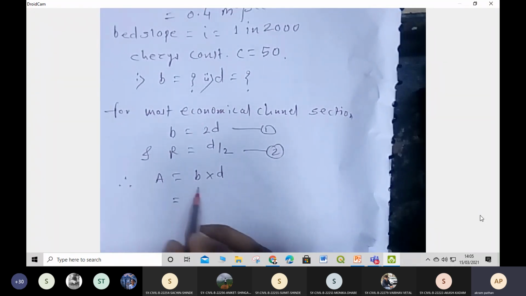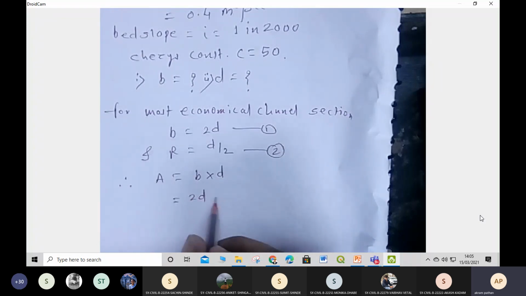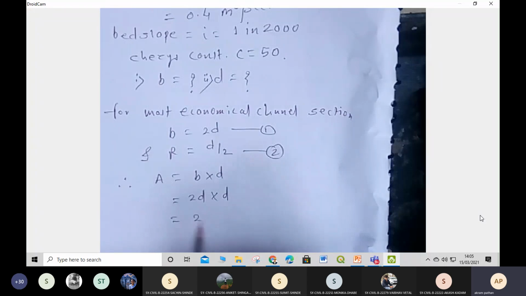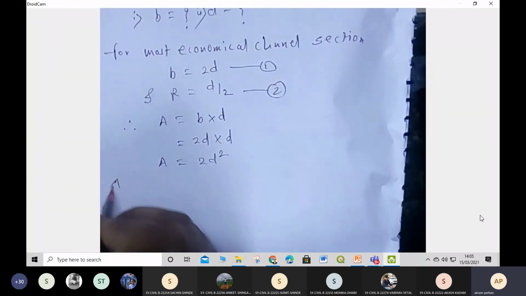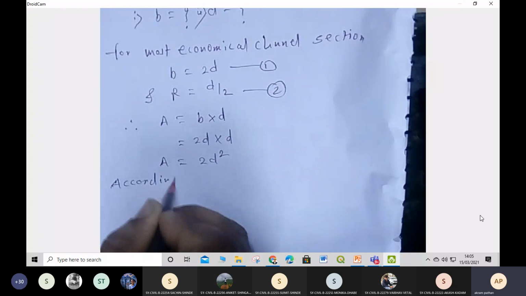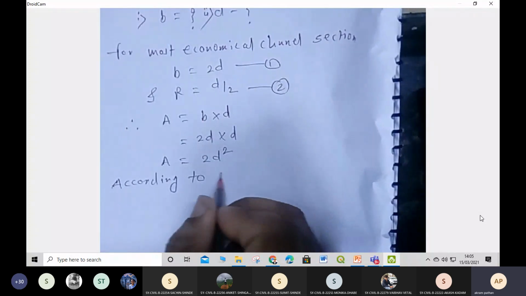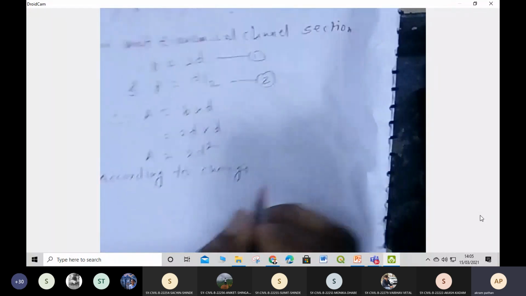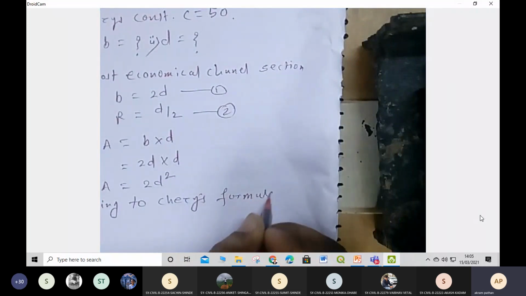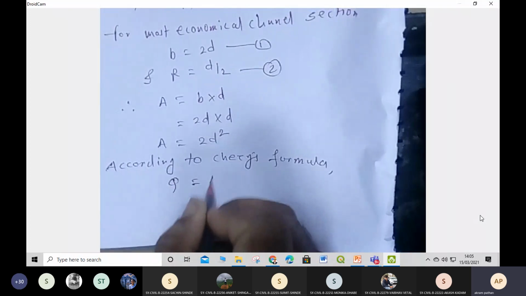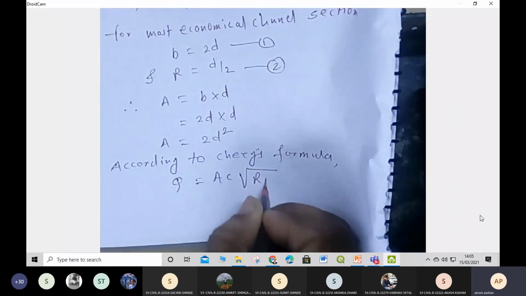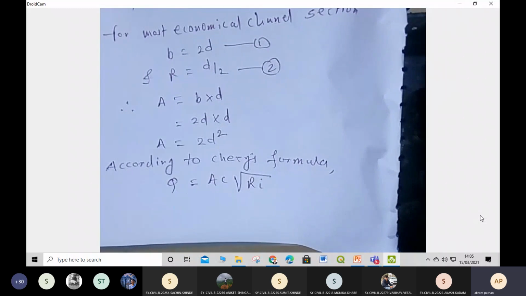What is the value of this B from equation 1? 2D. So we have to substitute 2D into D. So 2D square. So area is equal to 2D square. Now apply Chezy's formula. What is Chezy's formula? Q is equal to AC under root Ri.